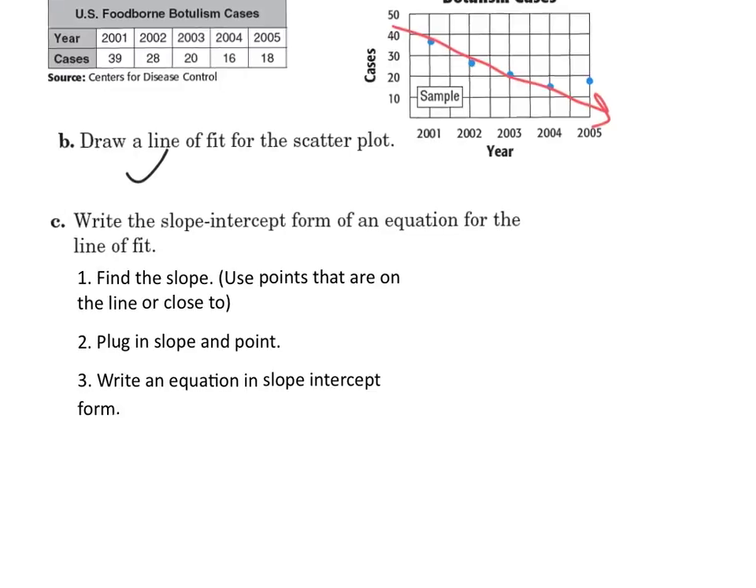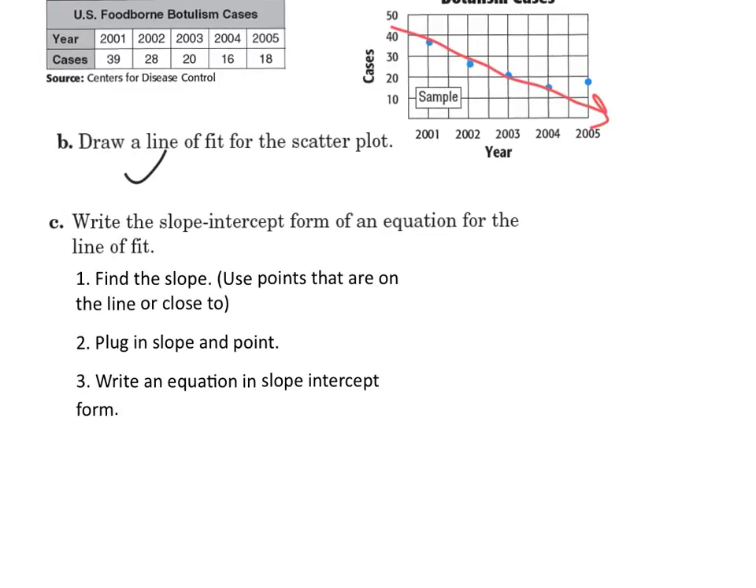From this graph here, I'm just going to use the points 2003 and 20 and 2004 and 16, because those are both, according to my line, pretty close to being on that line. So I'm going to write those down right here. So 2003, 20 and 2004, 16, and let's find the slope.